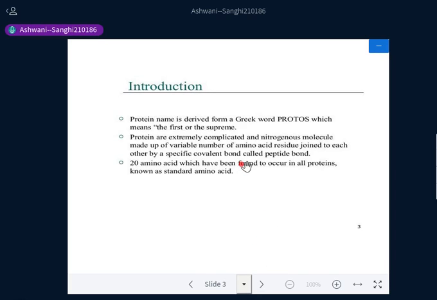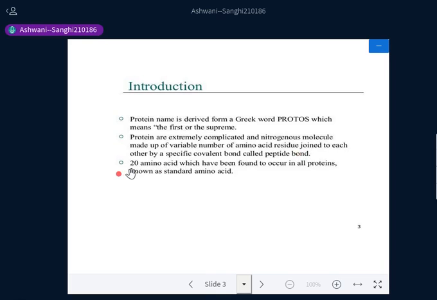First, what are proteins? Protein is derived from the Greek word protos, which means the first or supreme biomolecules. Proteins are extremely complicated nitrogenous molecules made up of variable numbers of amino acid residues joined to each other by a specific covalent bond called the peptide bond.